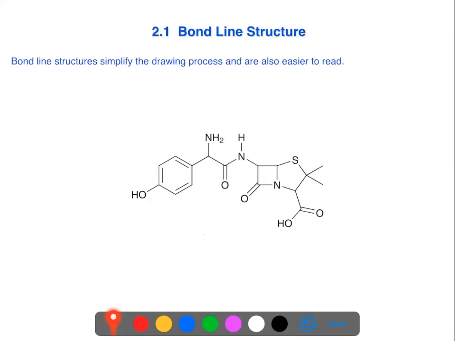So in bond line structures, we don't show the carbon backbone. We'll show when heteroatoms like nitrogen, sulfur, and oxygen are present, but we don't show the carbons, nor do we show any of the explicit bonds to hydrogen, unless those are to oxygen, nitrogen, and sulfur, heteroatoms of that sort. So it's a much easier way of drawing structures, less time consuming, and much easier to read.